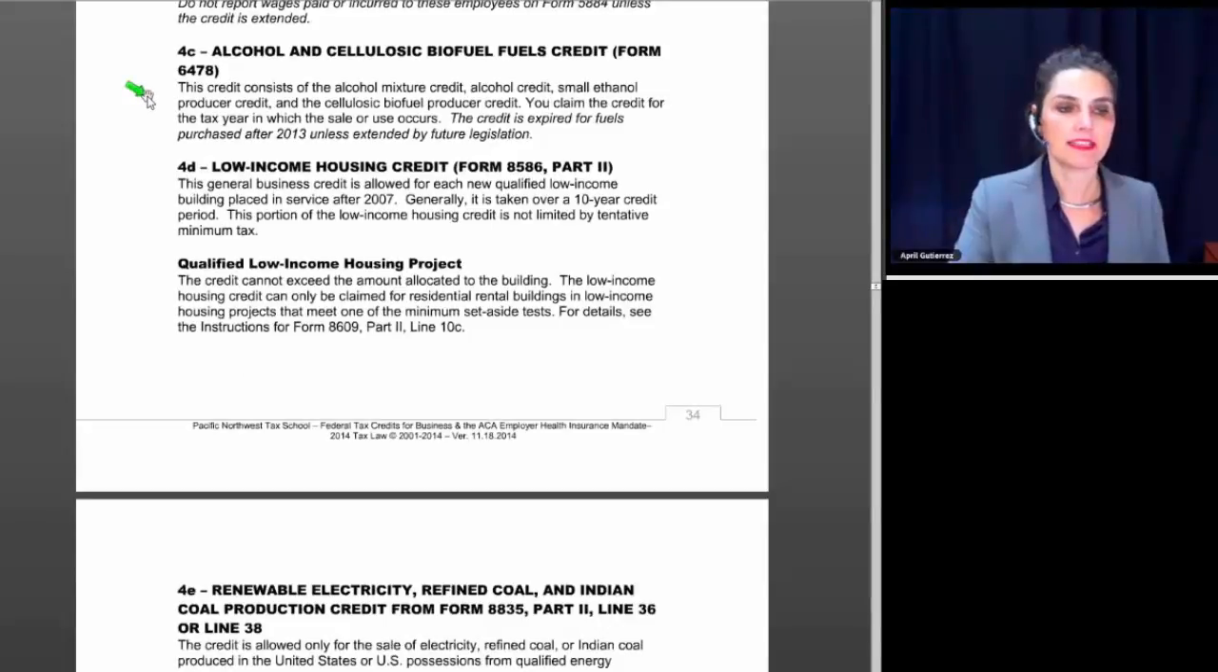This credit consists of alcohol mixture credit, alcohol credit, small ethanol producer credit, and the cellulosic biofuel producer credit. You claim the credit for the tax year in which the sale or use occurs, and like most of the other energy credits, this one has expired unless it's extended.